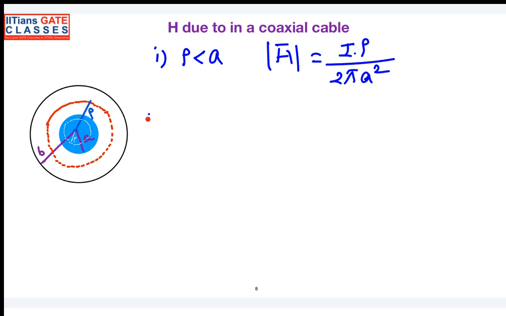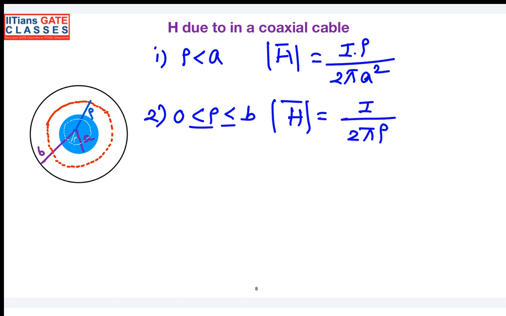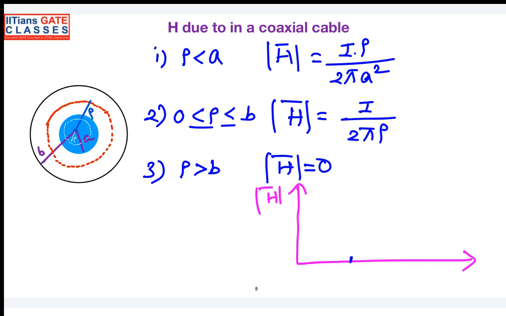And what will happen when rho lies between A and B? The magnetic field intensity is inversely proportional, so I by 2 pi rho. And what will happen when rho is greater than B? Your magnetic field intensity will be 0. So what will happen when I draw the profile here? This is my radial direction and this is my magnitude. Let me say this is the rho axis. Consider that. And this is my inner conductor boundary and this is my outer conductor boundary.